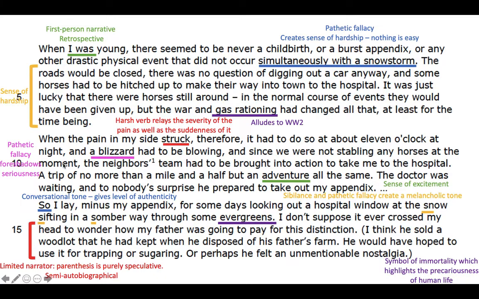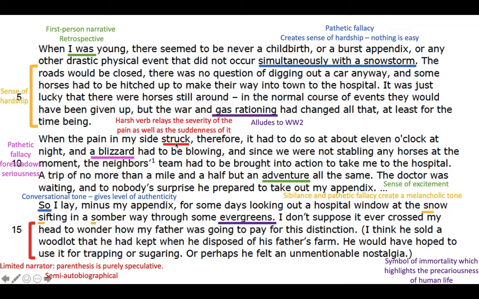When she starts with "so I lay," look at "so," it creates that conversational tone and I think helps give this level of authenticity. It just makes me imagine that Alice Munro is sitting on a sofa with me and she's just telling me a childhood memory. So it just feels really natural and laid back, as if your friend was telling you a story that they remember.